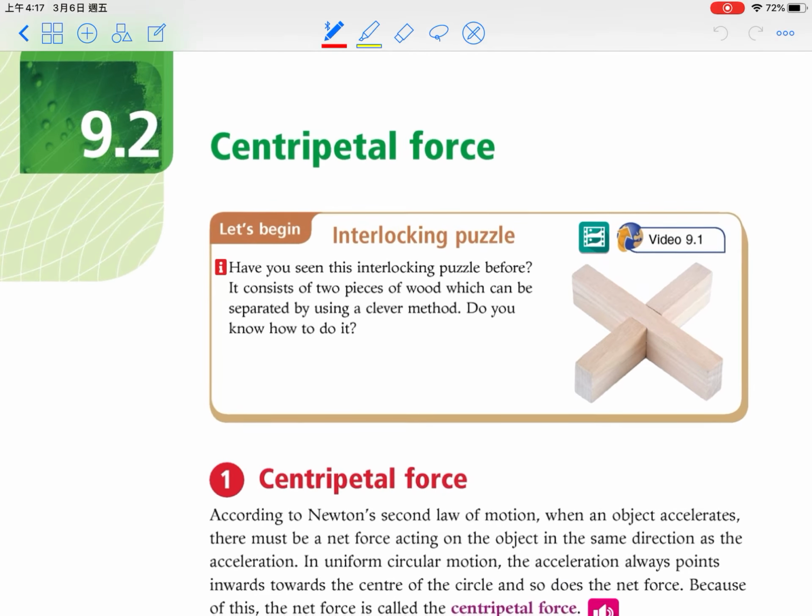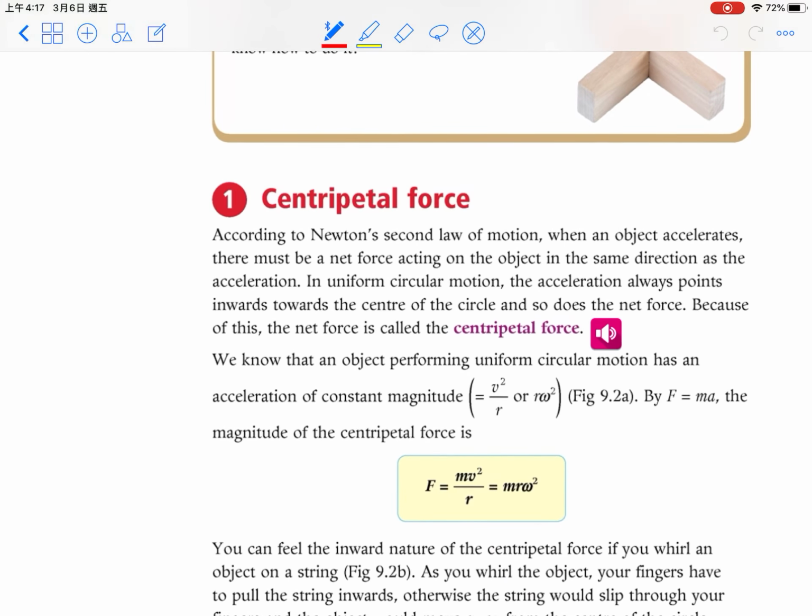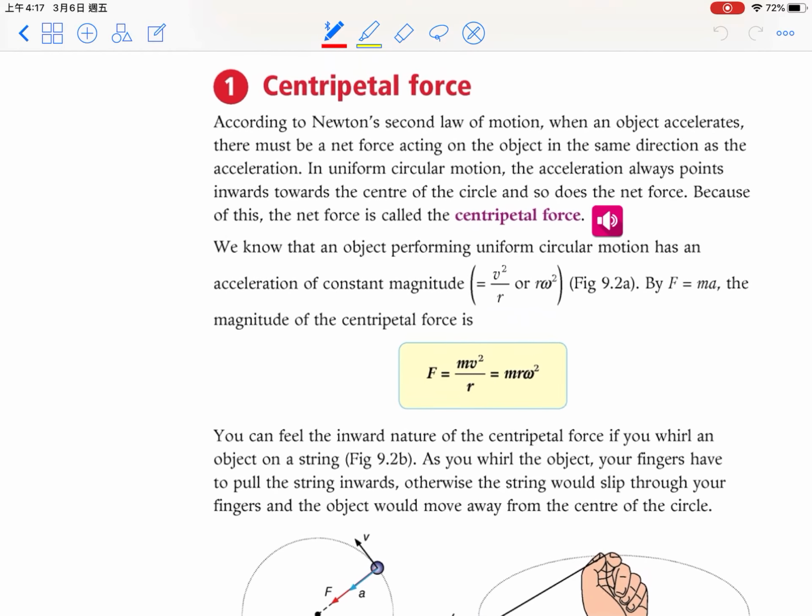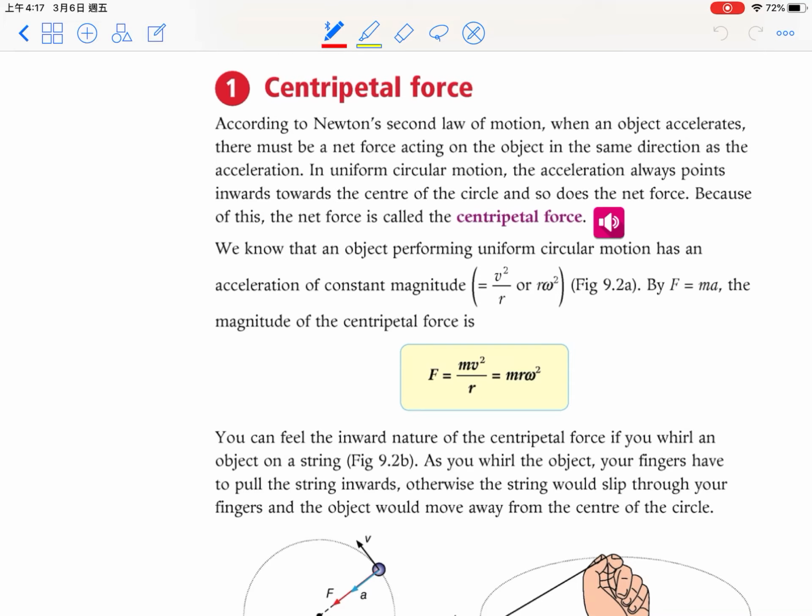Hi, let's go to chapter 9.2, centripetal force. What we have learned in chapter 9.1 is centripetal acceleration, and we have the equation, which is given in the public exam. Centripetal acceleration a equals v squared over r, equals r omega squared. And we have Newton's second law, net force equals ma.